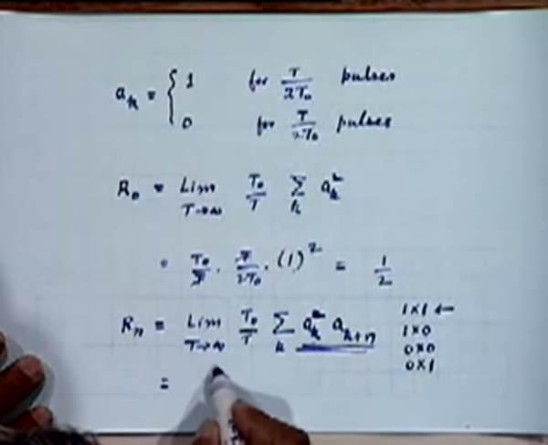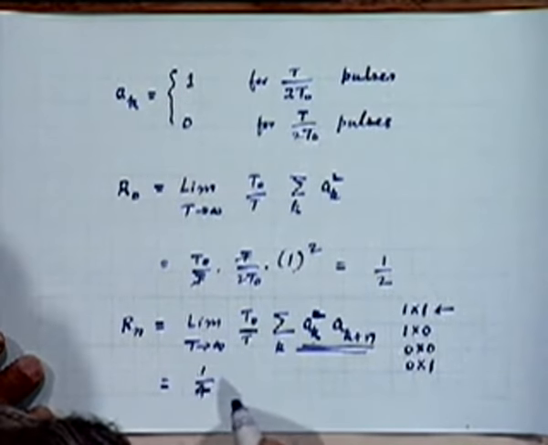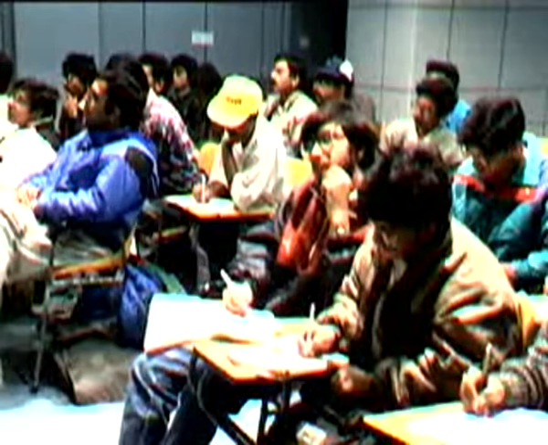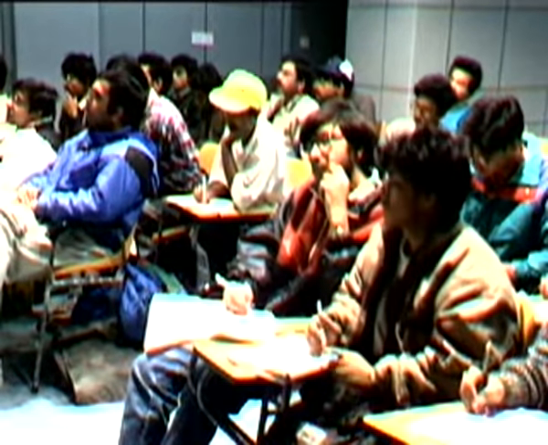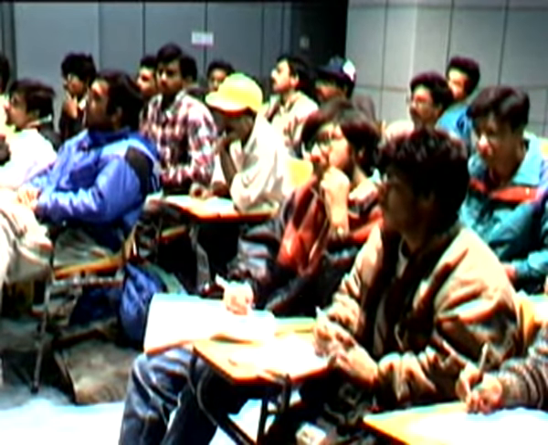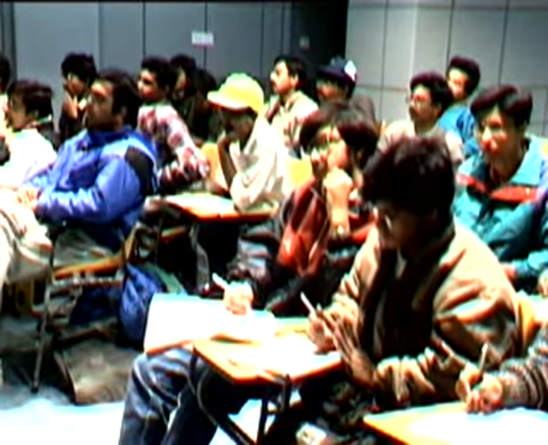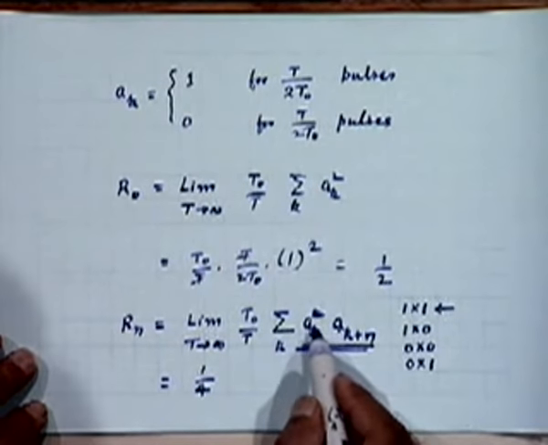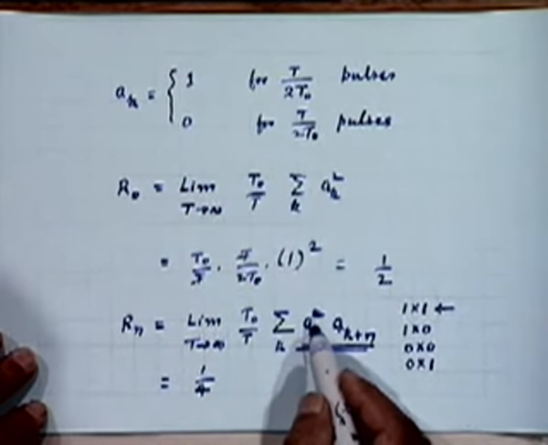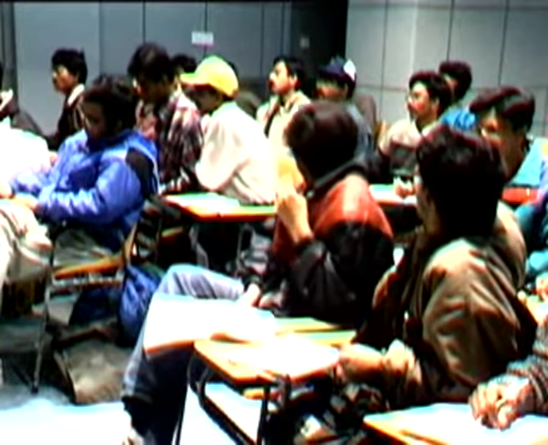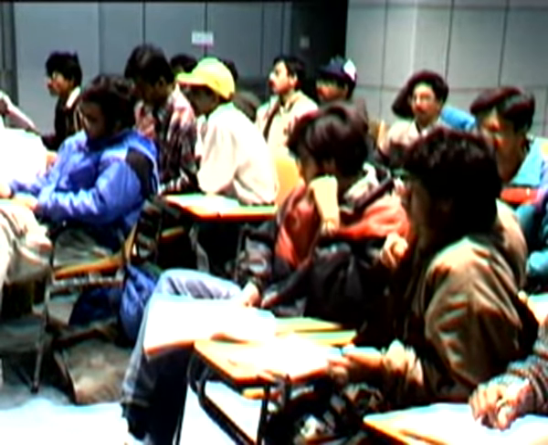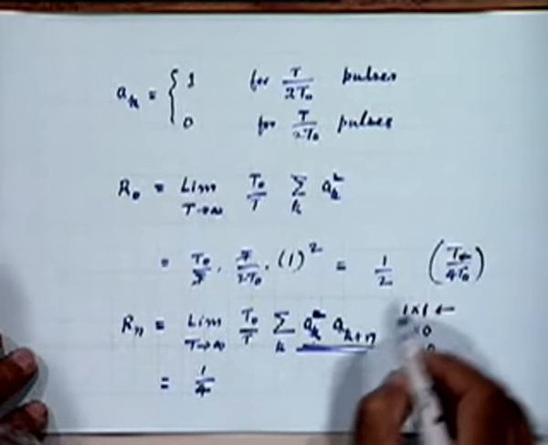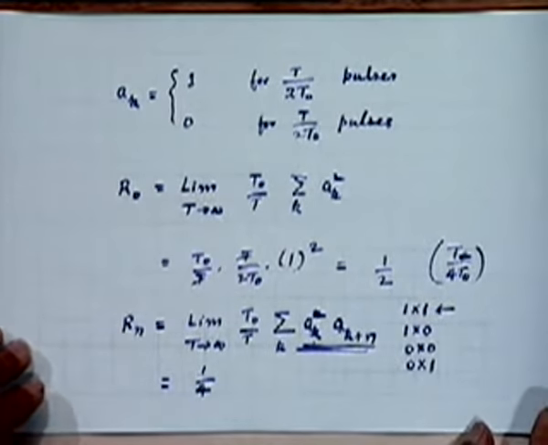We get this answer to be equal to 1 by 4. Right? Just like we had half over here. This is 1 into 1, when they are both 1, and that occurs 1/4 of the times. So this is going to be equal to T0 by 4 T0. Right? And we get this.